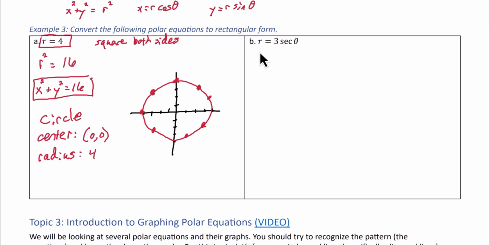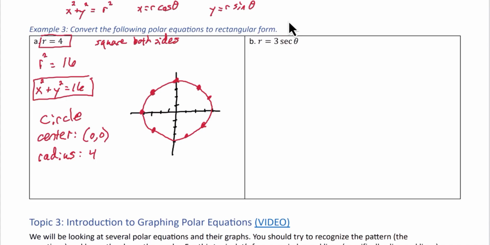In our next example, we have r equals 3 secant theta. Again, the typical tricks we use are to try to square both sides. If we square the left, we get r squared, which is good. If we square the right side, we'll get 9 secant squared theta. But that's not really going to help us because we want to convert to rectangular form. Another way would be to multiply by r on both sides. Again, multiplying by r on the left would give us r squared, which would work. But on the right, we get r secant theta, which we don't have a conversion for. So we can't use one of the two typical techniques.